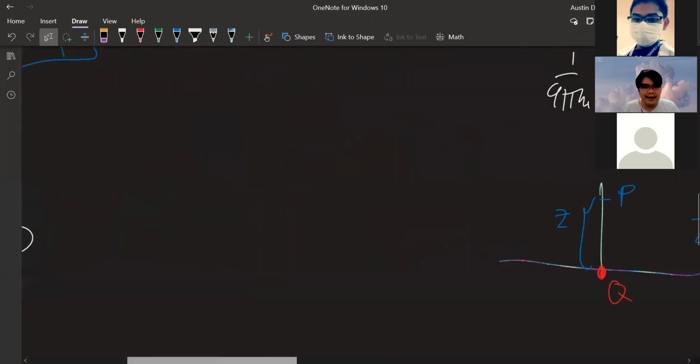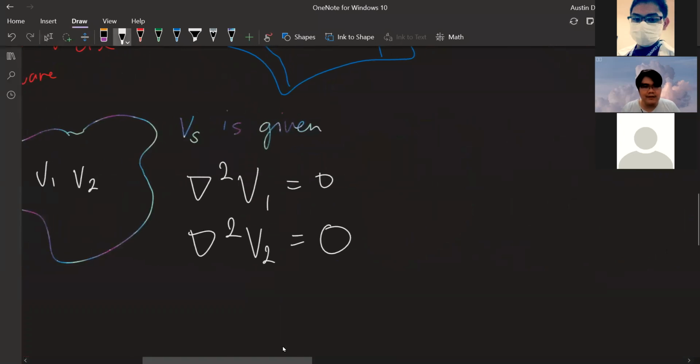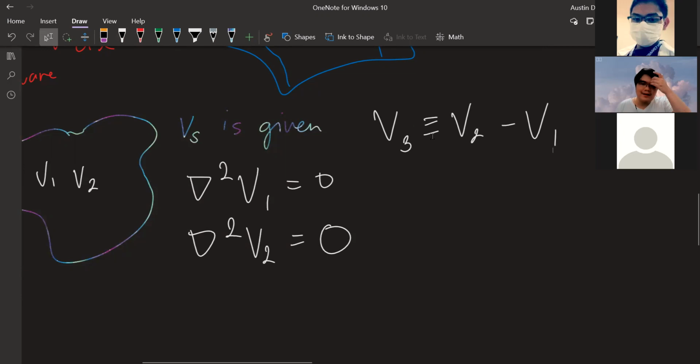Then I say, gusto ko ngayon tingnan kung gaano kalaki yung discrepancy between V1 and V2. Kasi sabi ko, di ba, hindi naman unique. I can say that there are two solutions which are V1 and V2. So titingnan ko ngayon kung ano yung difference nila. So dinefine ko si V3, which is just V2 minus V1. Ang point lang ng V3 is makita ko yung discrepancy between these two.